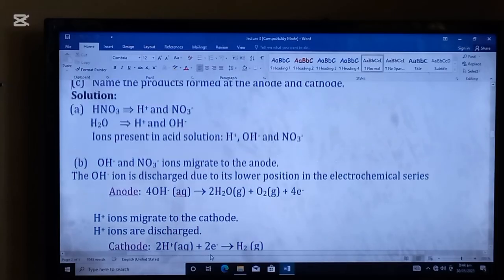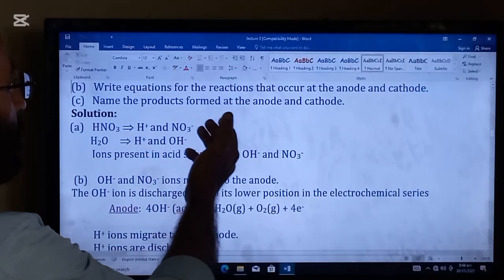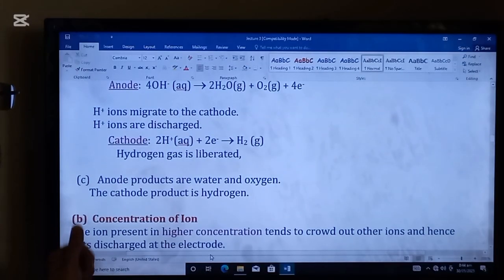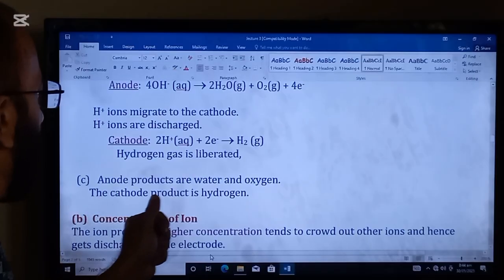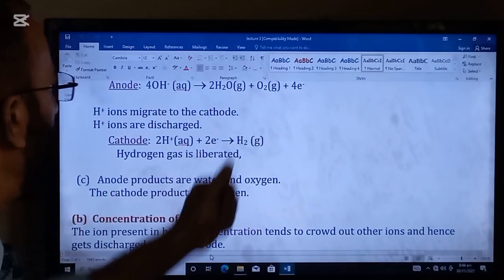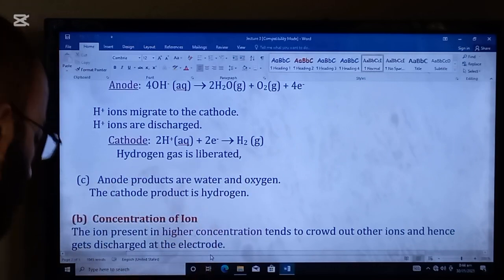Okay, this is the second part. Now the third part is: name the products formed at the anode and cathode. So the answer to part C is: anode products are water and oxygen. This is the anode product. And here is the cathode product, that is hydrogen.